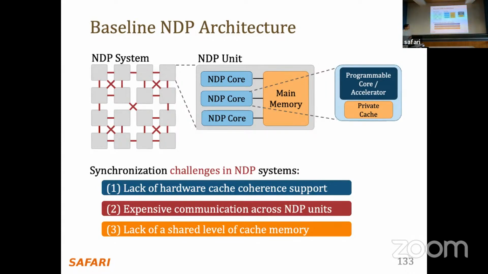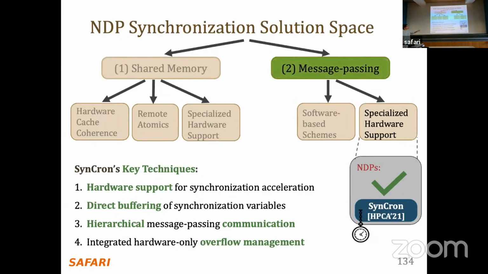As I mentioned earlier, in processor-centric systems, synchronization is done through shared level of caches. So that's why all these possible ways of doing synchronization that are based on shared memory are not applicable here. In this context, it makes more sense to have a message passing approach. So the NDP cores are going to send messages to other cores to let them know that they need to synchronize. For example, a barrier, or for example, a lock or mutex.